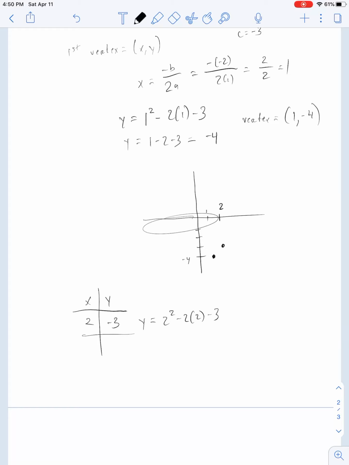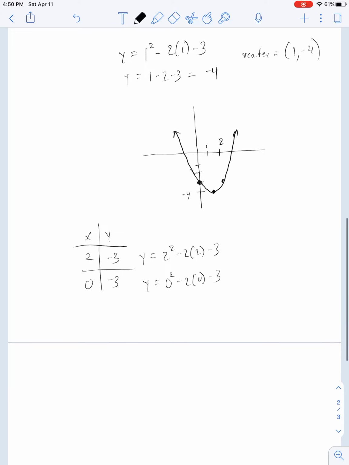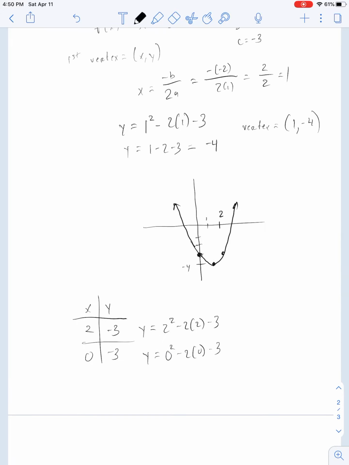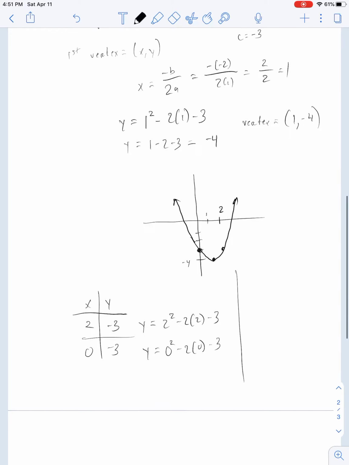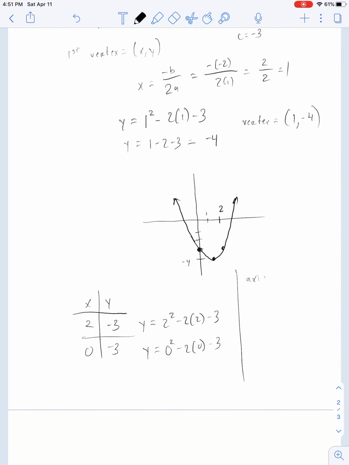And then you pick some number to the left, right? Maybe 0. So I pick 0. y equals 0 squared minus 2 times 0 minus 3. That gives us a negative 3. All right, and then we can graph. So this is something we did last time, right? You should be able to, with that, find your axis of symmetry.